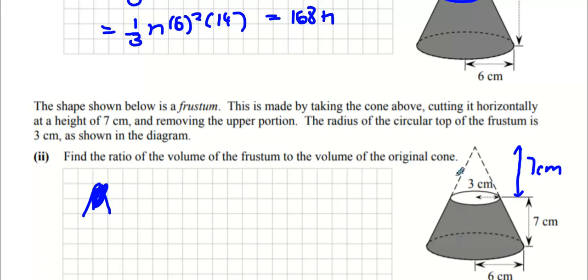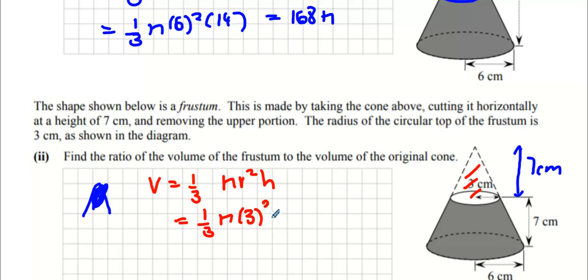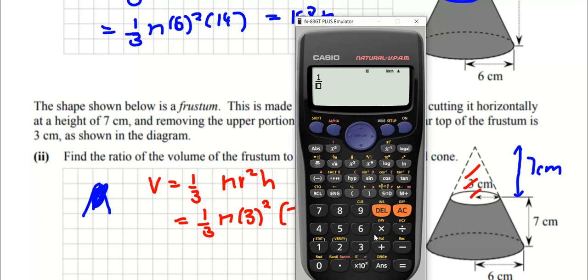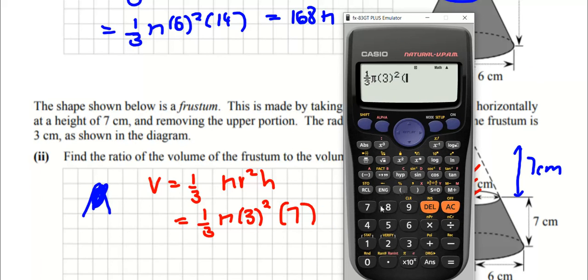So what we're going to do is take the volume of the original cone and then take away the volume of the missing cone here. The volume of the missing part is going to be 1/3 pi r squared h, which is 1/3 pi times 3 squared times 7. Put that in: 1/3 pi times 3 squared times 7, which is 21 pi.